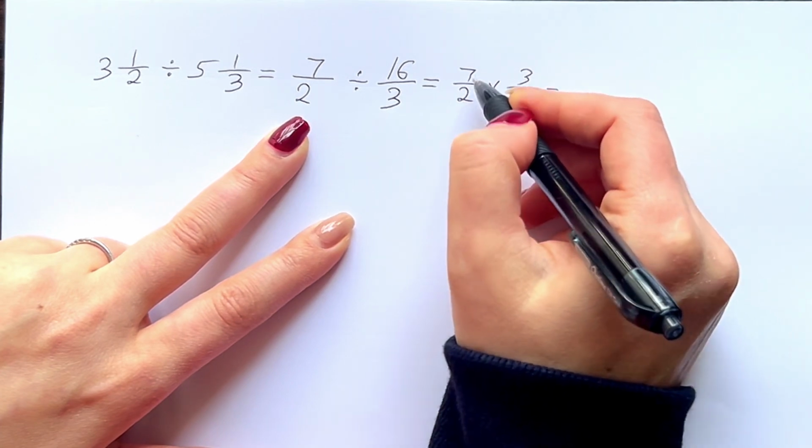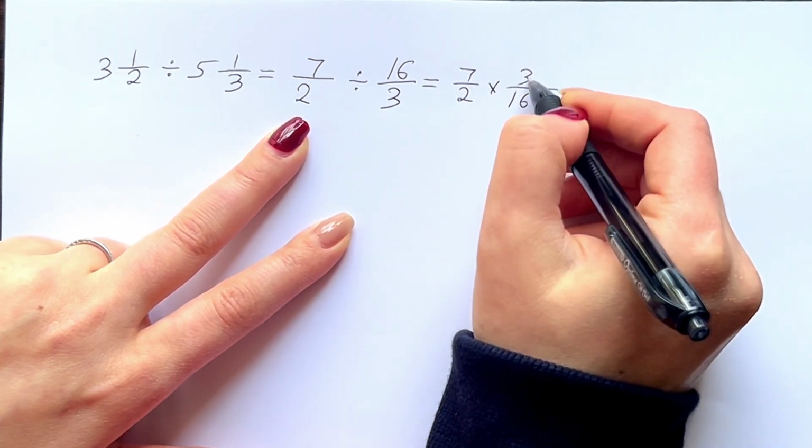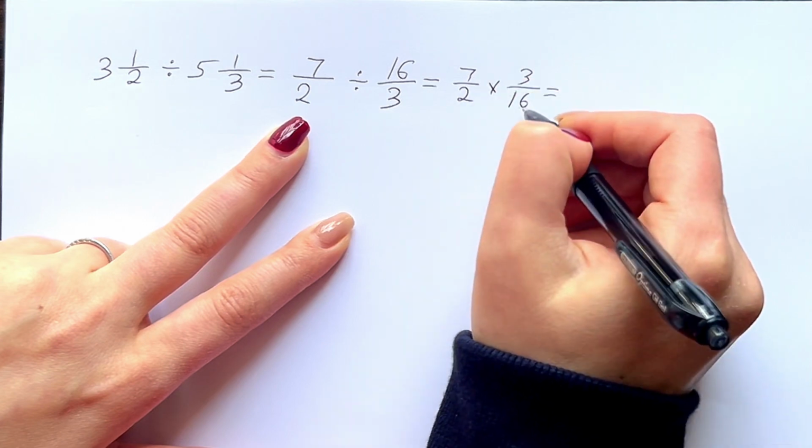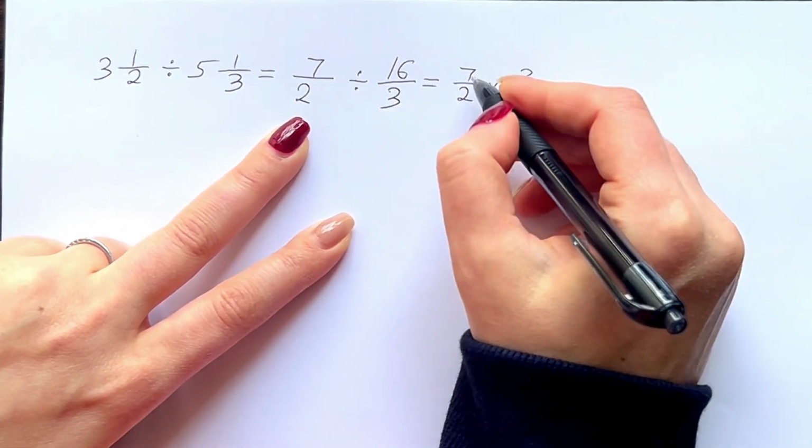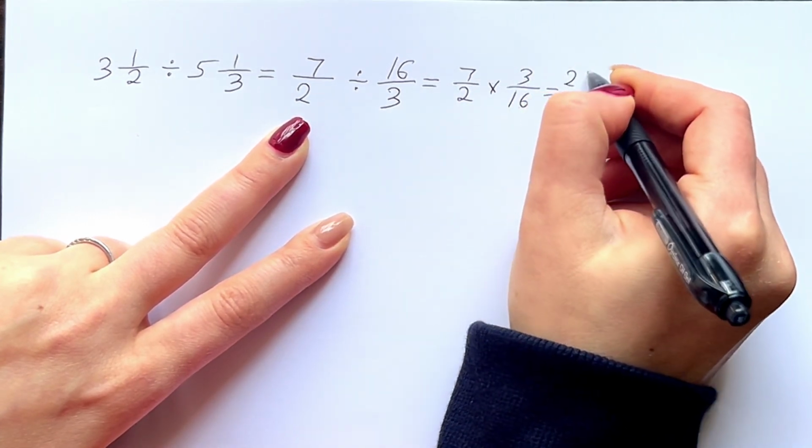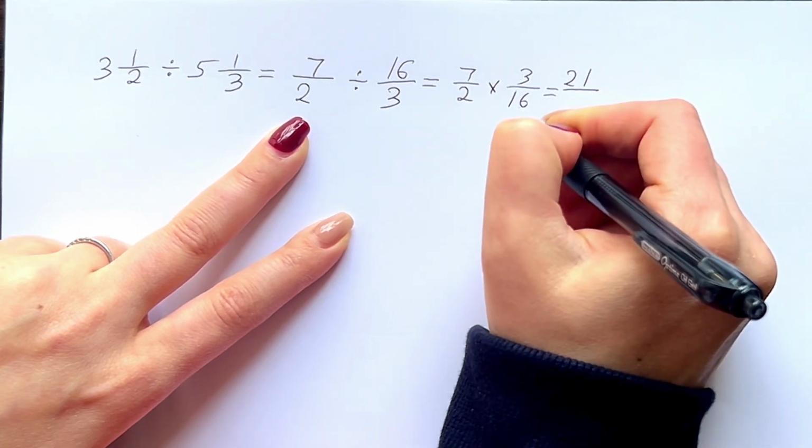Can I simplify? 3 and 16, 3 and 2, or 7 and 2, 7 and 16? No. Then I just multiply. 7 times 3 is 21. 2 times 16 is 32.